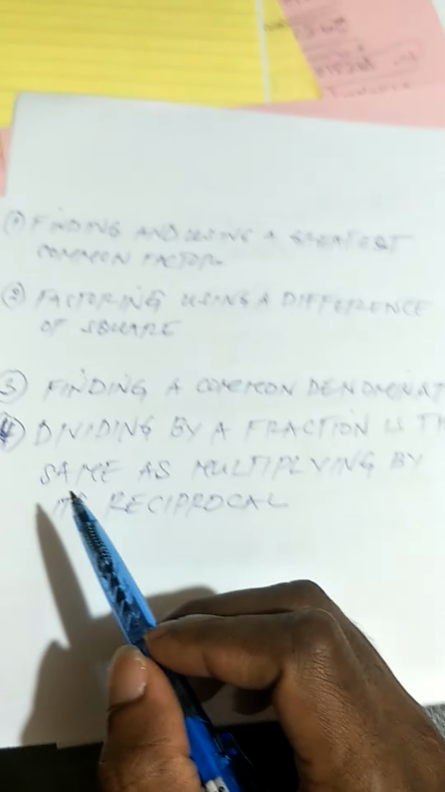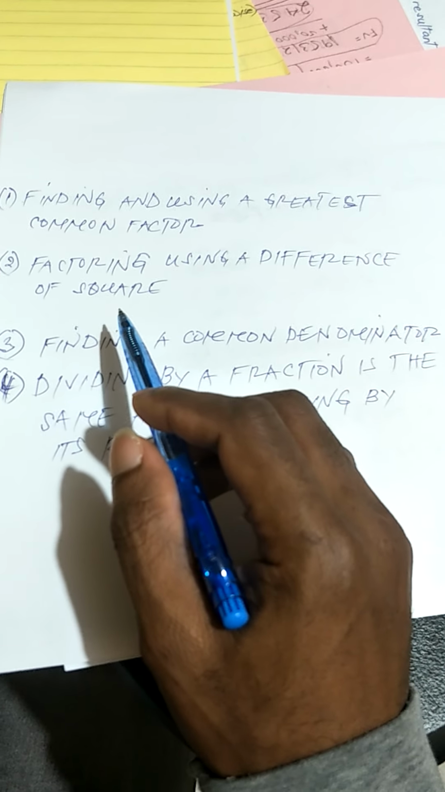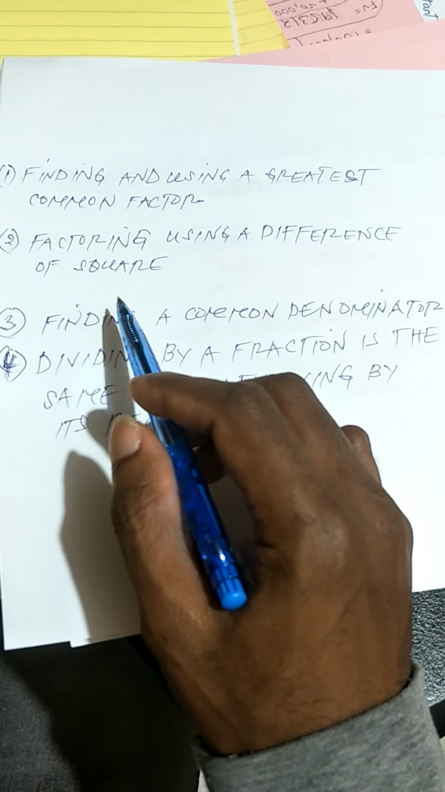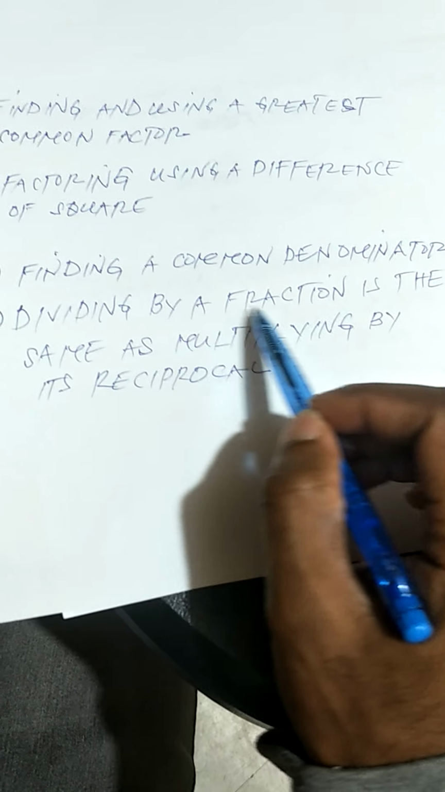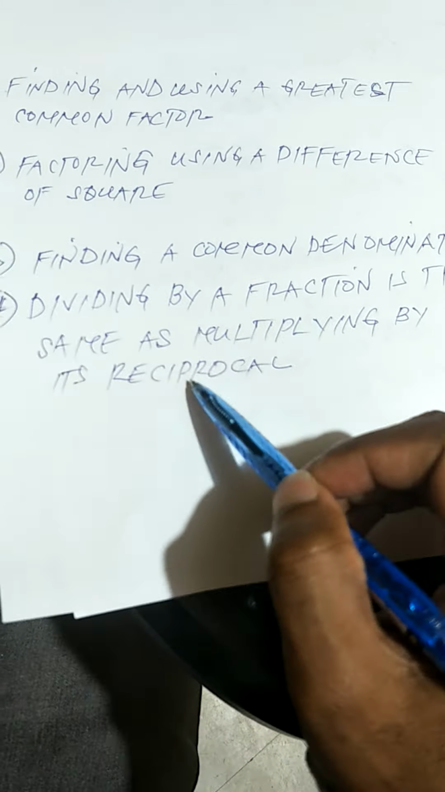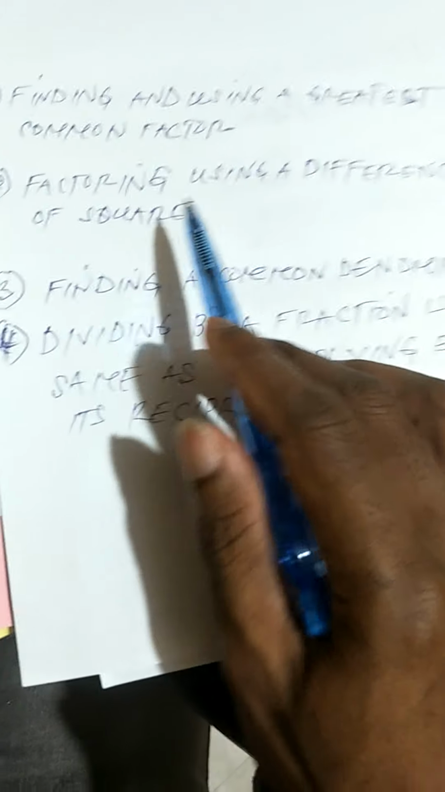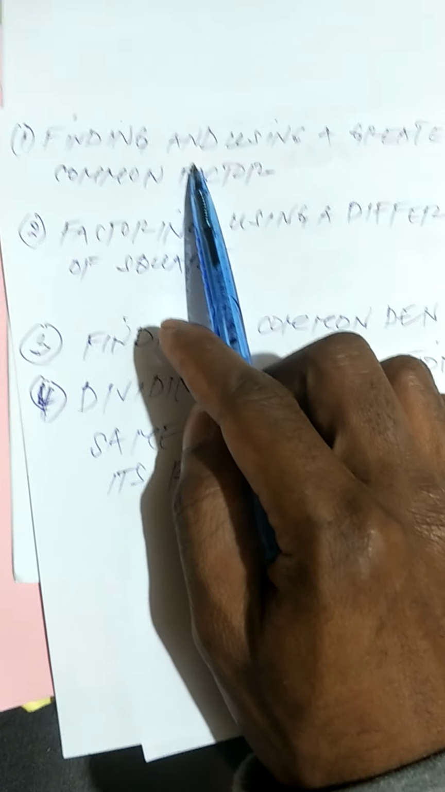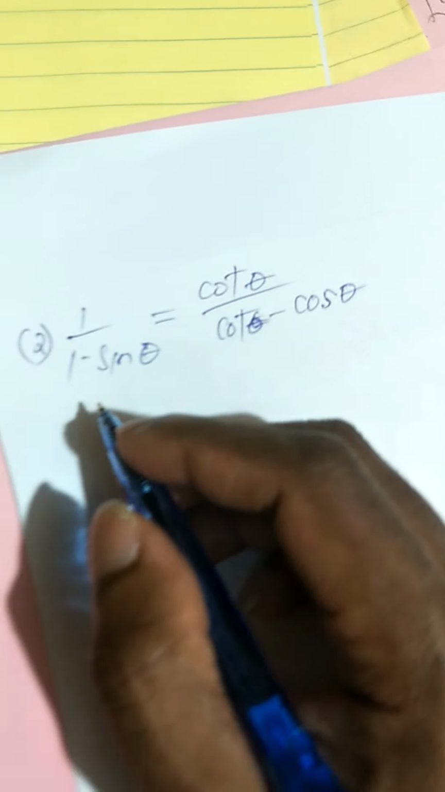Okay guys, as you can see. So which rule here am I going to apply? Dividing and using the greatest common factor, factoring using a difference of squares, finding a common denominator, dividing by a fraction is the same as multiplying by its reciprocal. So which one am I going to apply? So I'm going to apply rule number 1. Okay, so let's continue. Rule number 1. So I'm going to solve this way.